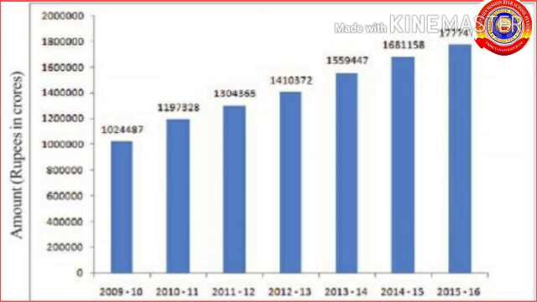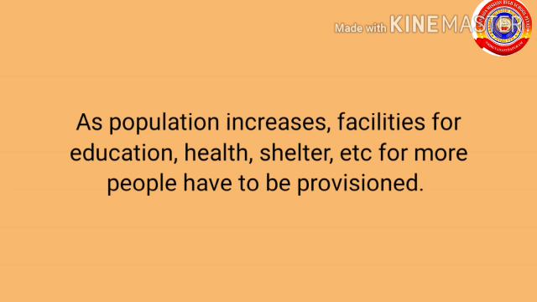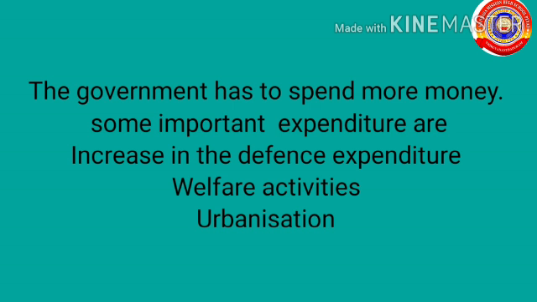Observe the graph. Hope you have understood from the graph that there has been a steady and continuous increase in India's public expenditure. As population increases, facilities for education, health, shelter, etc. for more people have to be supplied. The government has to spend more money for the welfare of the people. There is an increase in the defense expenditure, welfare activities, urbanization, etc.